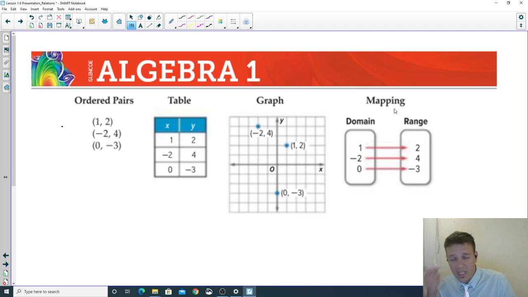So out of all of these, mapping is the most peculiar because ordered pair, table, and graph will all have the same number of points. But mapping will actually have maybe a different domain or different range depending on the number, because the number only shows up one time. And we'll talk about that as we go forward. And I'll show you actually with this first example.